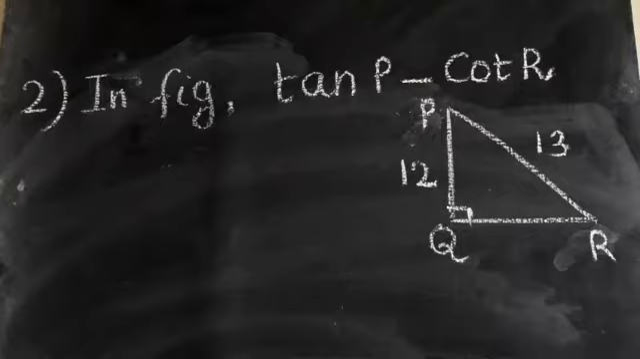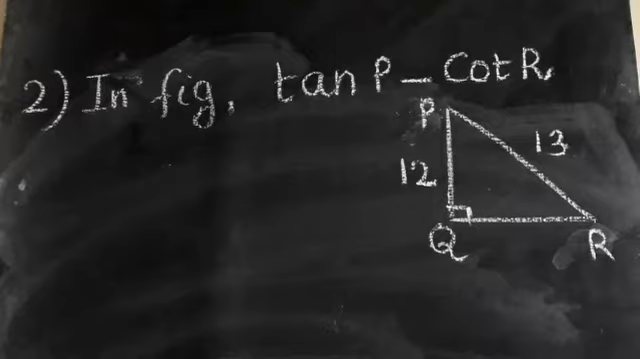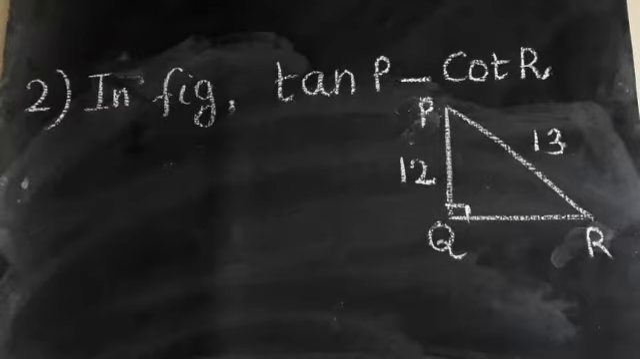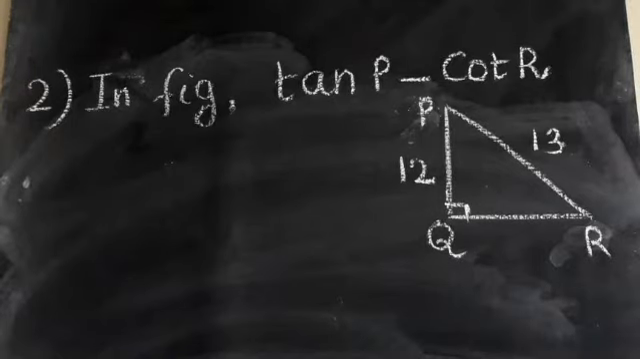Next question. In figure, find tan P minus cot R. The figure is given a right triangle PQR, right angle at Q, and two of the sides are given. PQ is equal to 12 and PR is equal to 13. And you have to find out what is the value of tan P minus cot R. So what is the first step? Find out the third side using Pythagoras theorem.